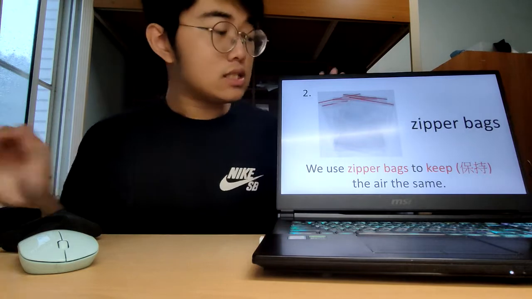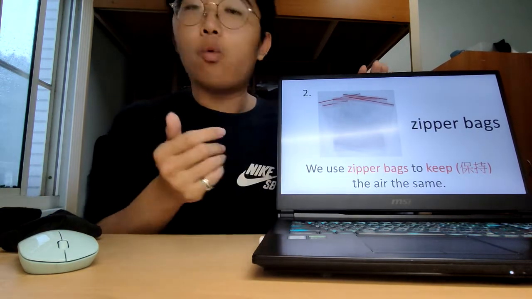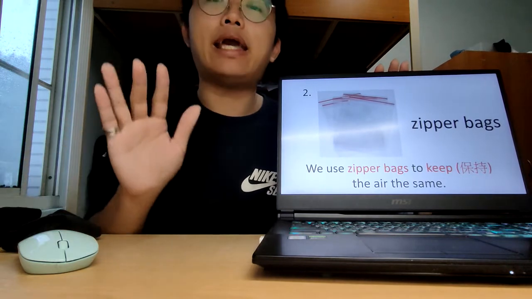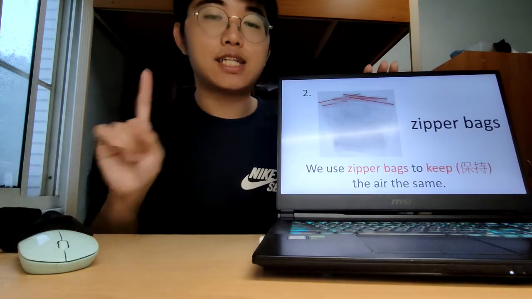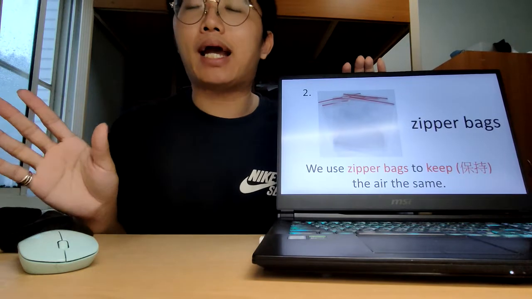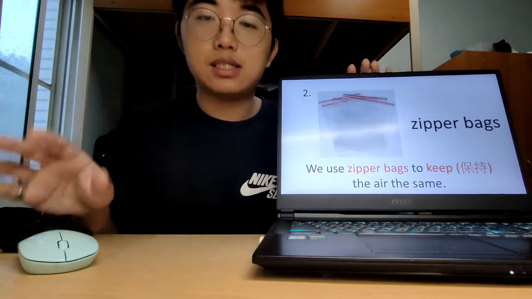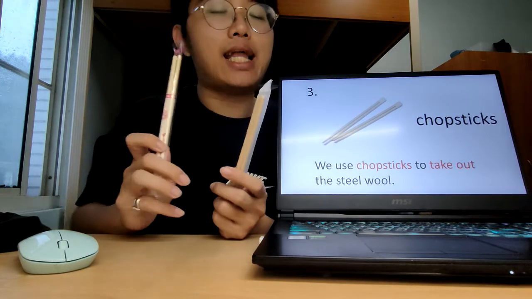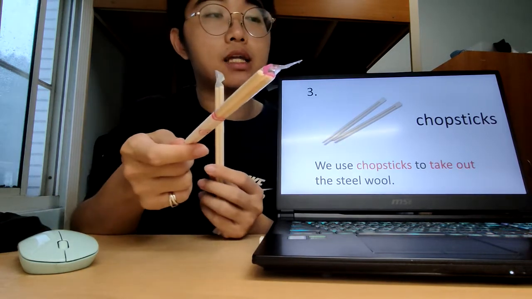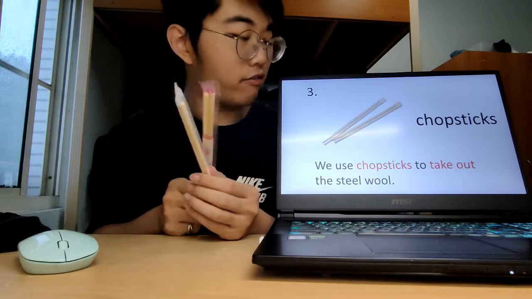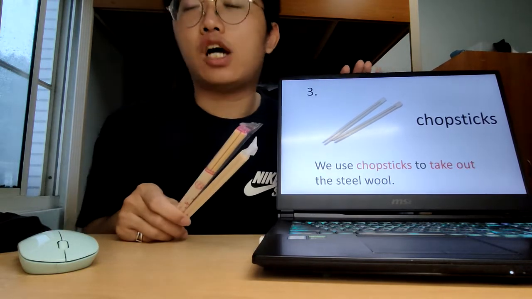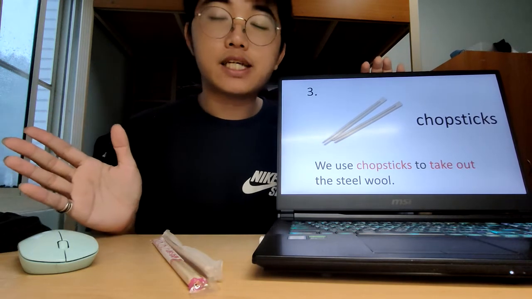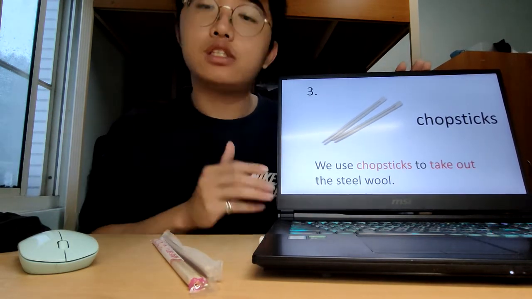Why do we use the zipper bag? We use zipper bag to keep the air the same. One more time. We use zipper bag to keep the air the same. Chopsticks. When do we use chopsticks? Yes, Anderson. We use chopsticks to eat. Very good. Why do we use chopsticks in this experiment? We use chopsticks to take out the steel wool.